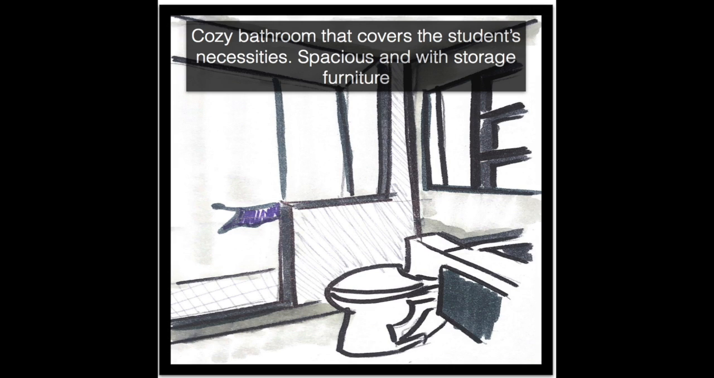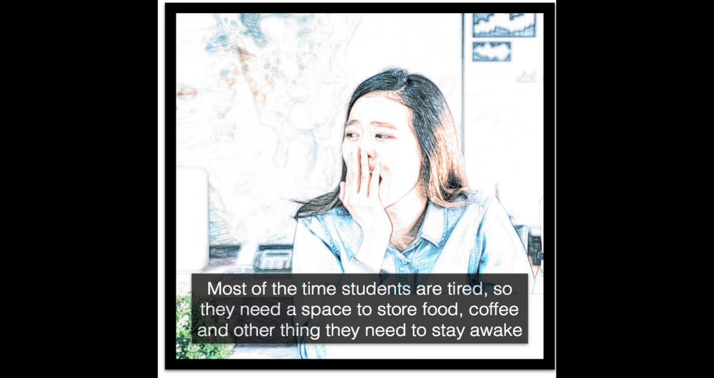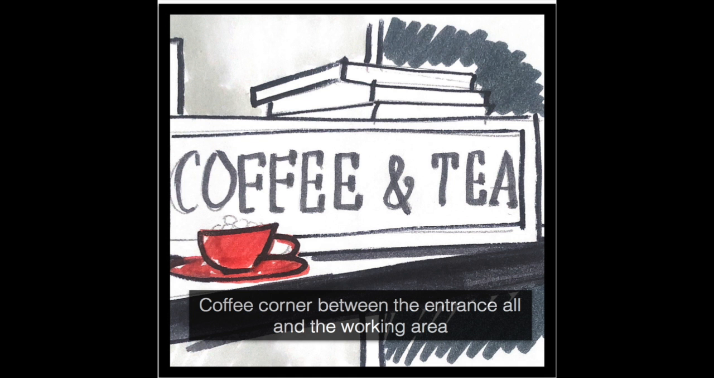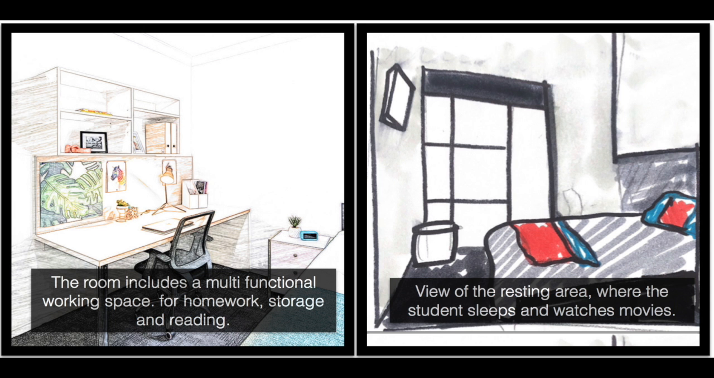The apartment would have a cozy but spacious bathroom that covers the student necessities and would have a storage furniture. Most of the time, students are tired, so they need a space to store food, coffee, and other things they need to stay awake. The room includes a multifunctional working space for homework, storage, and reading, and also a resting area where the student sleeps and watches movies.